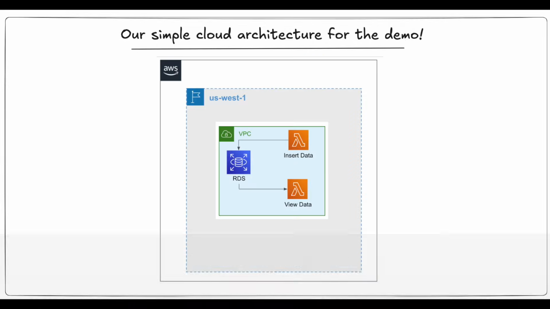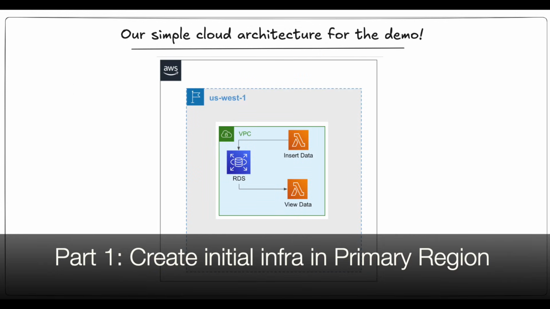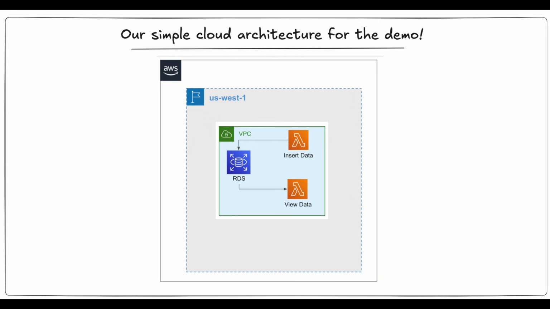So let's dive in. For this demo, we'll use a very simple architecture deployed in a single AWS account. In US West 1, we have an RDS instance and two Lambda functions, all running inside a VPC. To keep the diagram clean, I'm not showing the supporting components, things like IAM roles, CloudWatch event rules, subnets, and security groups, but all of that is deployed in the background.